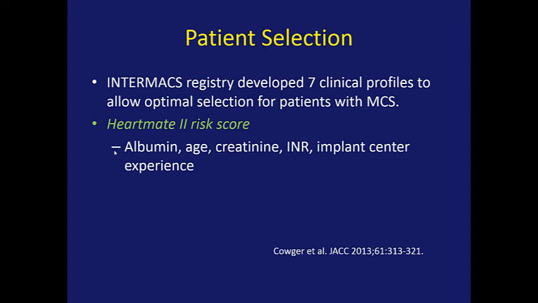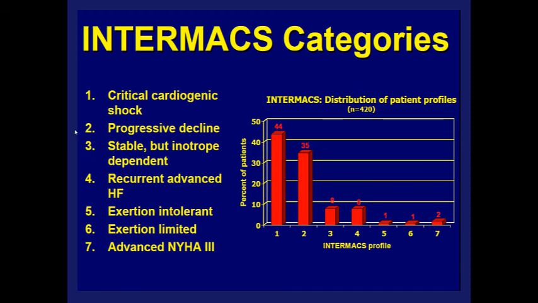But they've developed 7 clinical profiles of patients before they get VADs. The first profile is the patient in critical cardiogenic shock. This is the patient who's been on inotropes, but now needs an Impella and just got intubated. That's called the crashing and burning patient. Profile 2 are the patients on inotropes where you may have to increase the dose of inotropes. And 3 are your stable patients on inotropes, maybe they're home, but they're stable.